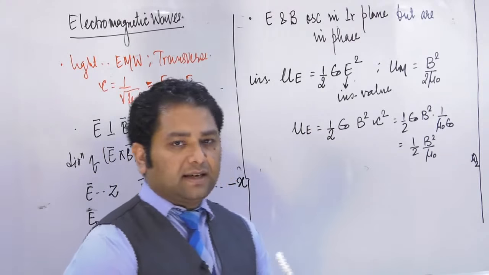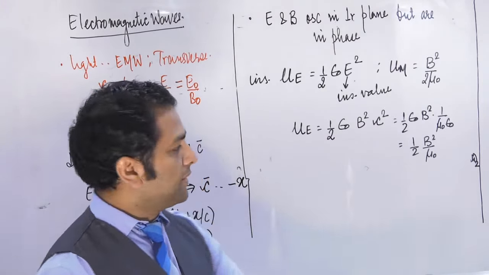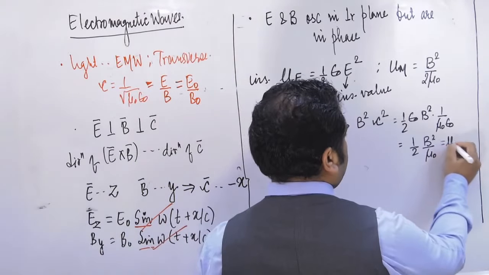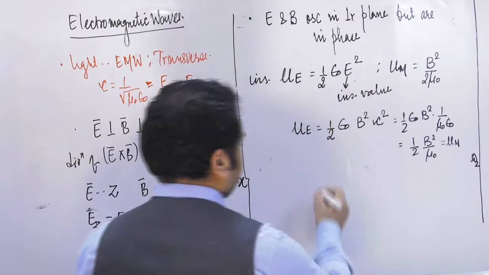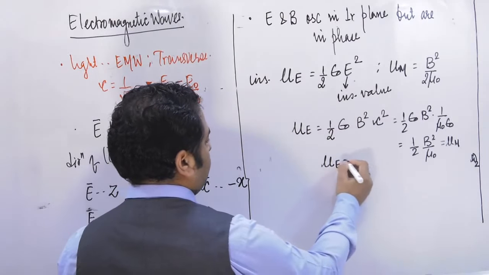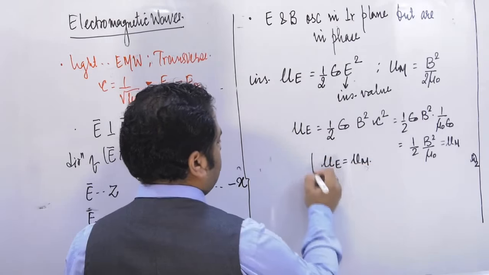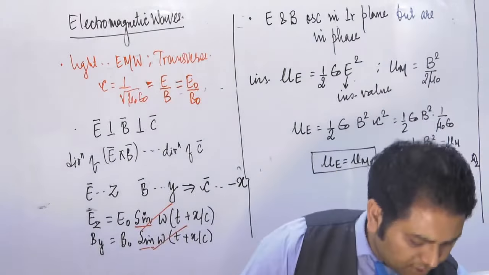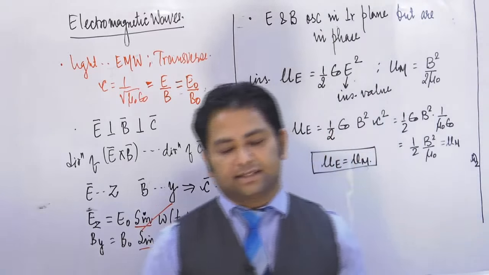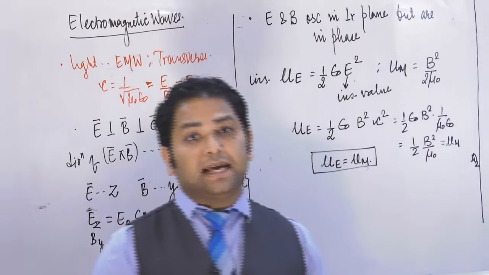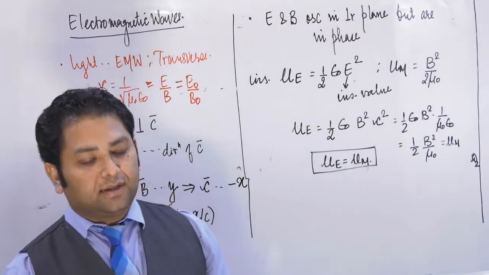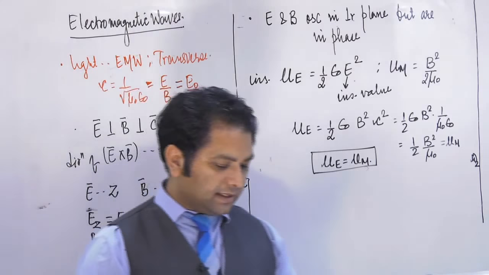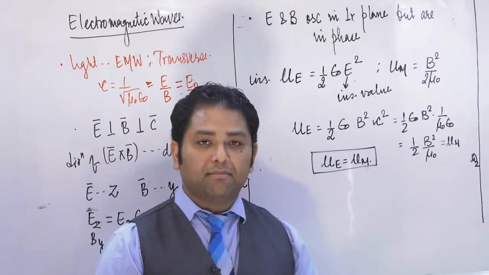We started with the electrostatic energy, and finally this expression is matching with the magnetic energy density. So there comes another beautiful result, that the instantaneous electrostatic energy density is exactly equal to the magnetic energy density. Remember, E and B aren't equal. The electric field and magnetic field aren't equal, but the energy density, the electrostatic one and the magnetic one, are perfectly equal.